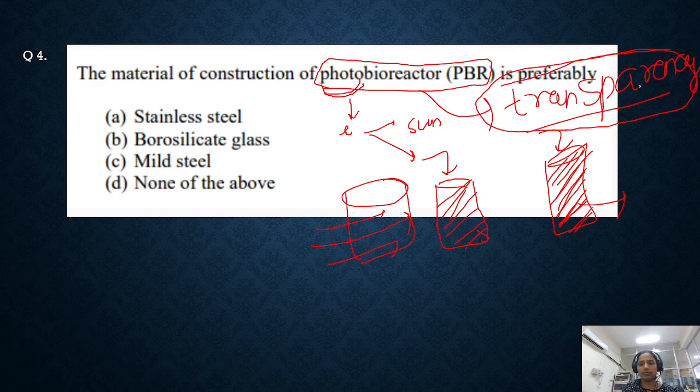Okay, so now let's see the options. What are these? First one is stainless steel. Steel will not allow the light to pass. Then borosilicate glass. Glass bottles we can use, as we use glass bottles, similarly that will work. Then mild steel, no, it will also not allow the light. Then none of the above. So from these, borosilicate glass we can use for the formation of this photobioreactor.